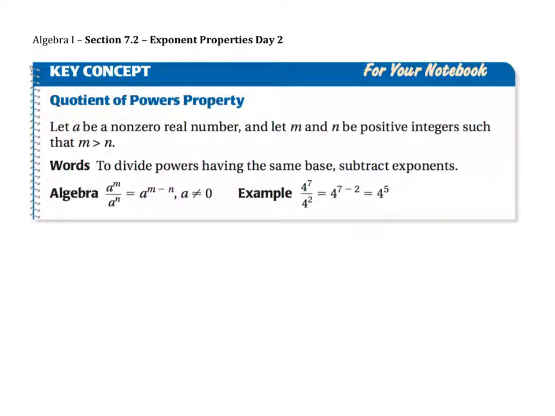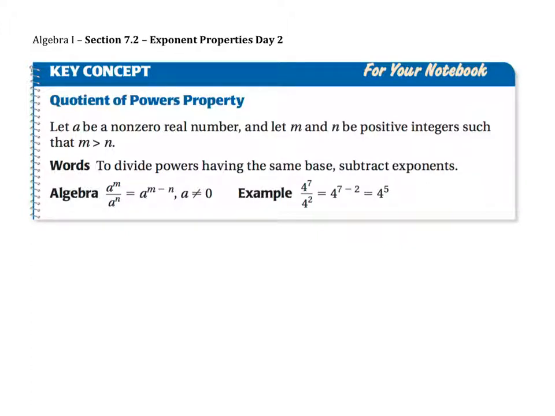In section 7.2, we're going to see the rest of the exponent properties, so we're calling this exponent properties day 2. The first property that we're going to look at is the quotient of powers property. Remember, quotient means to divide, so it says let A be a non-zero real number, and let m and n be positive integers such that m is greater than n.